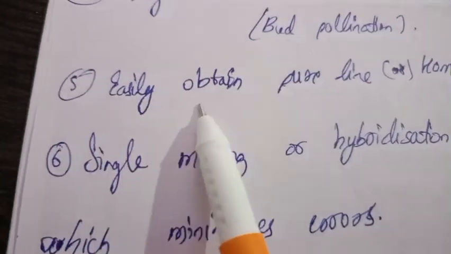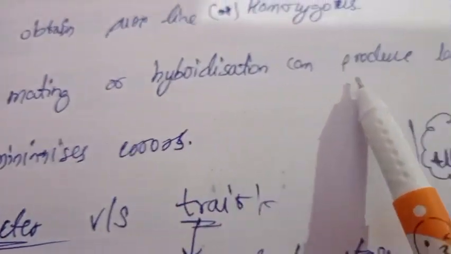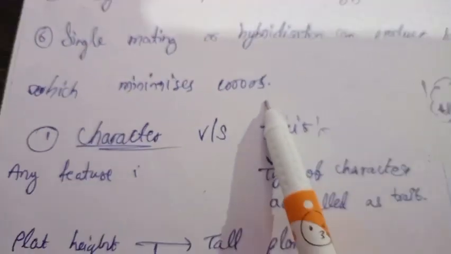Example, bud pollination. Pure lines, homozygous, are easily obtained. A single mating or hybridization can produce a large number of offspring, which minimizes errors.